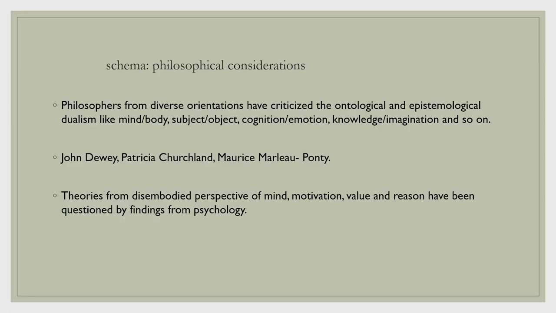later philosophers. Some of them I have mentioned here, but this is by no means an exhaustive list. Patricia Churchland, Maurice Merleau-Ponty, John Dewey and many others have significantly put forward their point, with a very severe critique of both ontological and epistemological dualism. Dualism has been of many kinds, like Cartesian dualism that we talk about; it has had many facets. So, mind-body dualism versus mind-matter dualism, subject-object dualism, and then cognition-emotion.